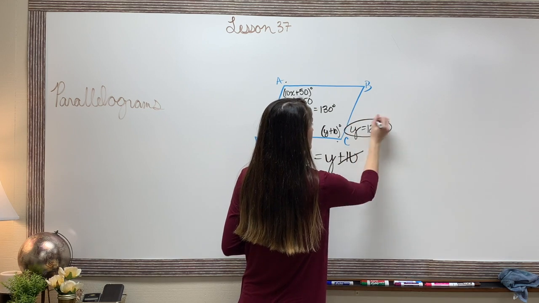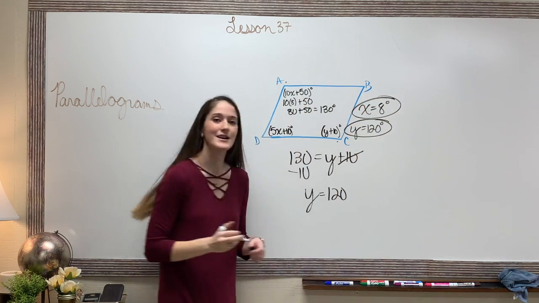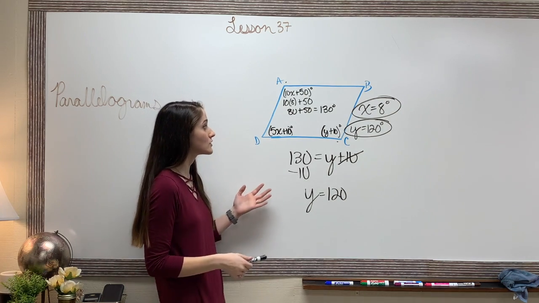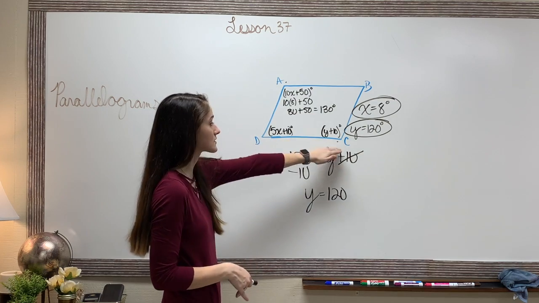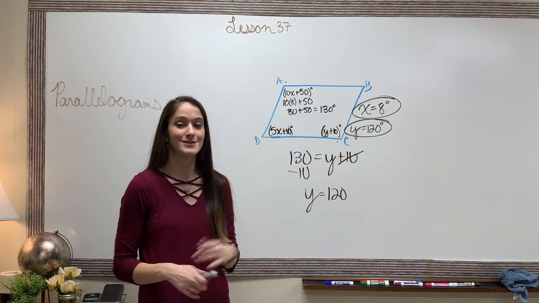All right, so we have found the measures of x and y. We know the angles. We know that our obtuse angles are going to be 130, which means our acute angles will be 50 degrees. So we finished.